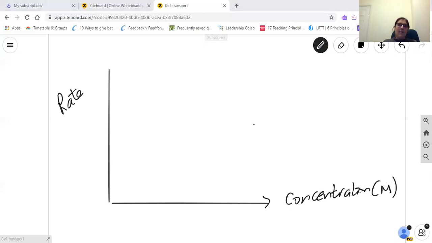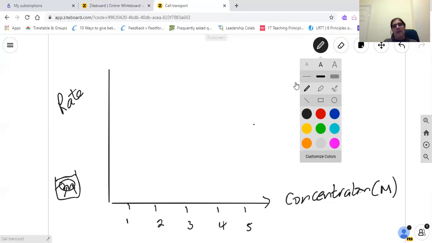So what might happen here? So we're taking a cell and we're putting it in a solution, and we're measuring how quickly the substance is taken up. And we're doing that at lots of different concentrations and seeing what happens. And you'll get a slightly different graph. It's really important that you pay attention to what's going on.